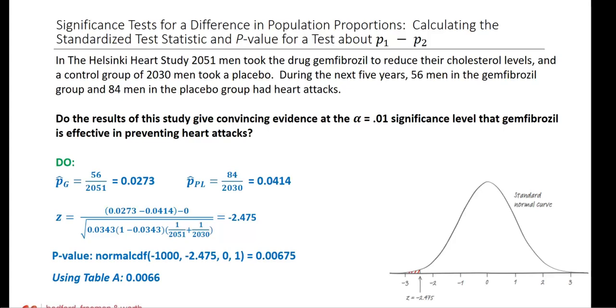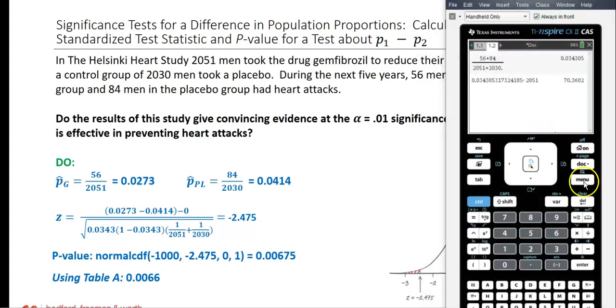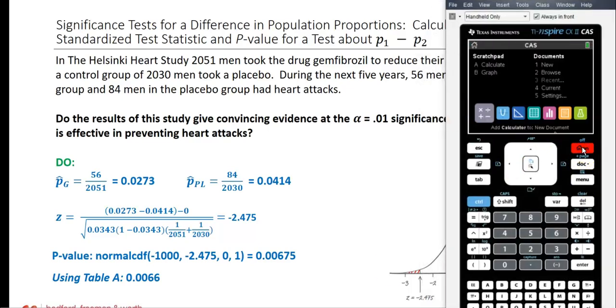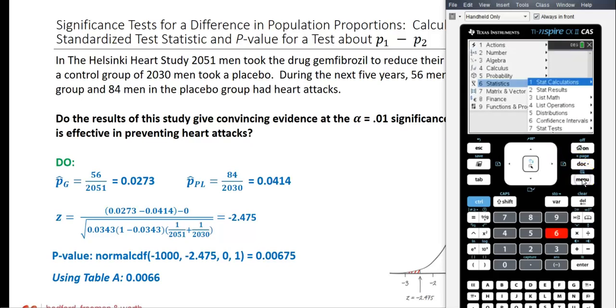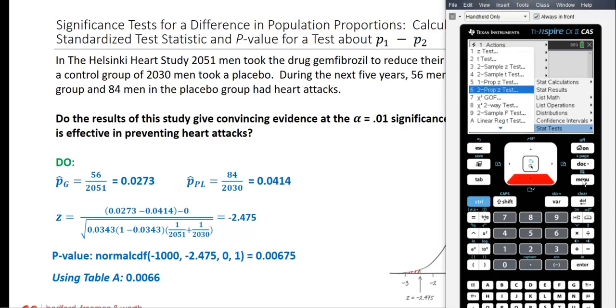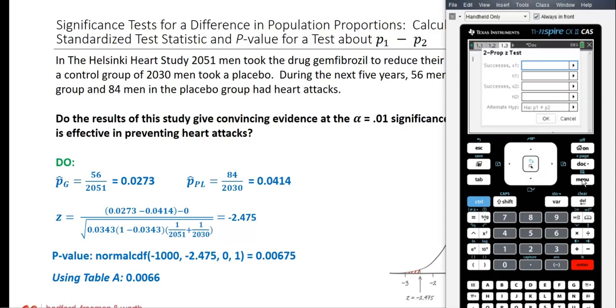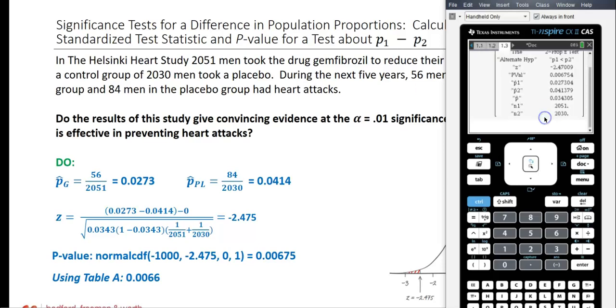That's interesting. We also could have done this in our calculator. So let's just kind of do that. And some of you still are not double checking your work with this. It's definitely what you want to do here. I think it'll even give you p-hat pooled if you forget. So let's go to menu, 6, 7, that's test, then 2-prop z test. So the first one, 56 out of 2051, and then 84 out of 2030. And I think the alternate was, we think it's less than, right? The G has fewer heart attacks.